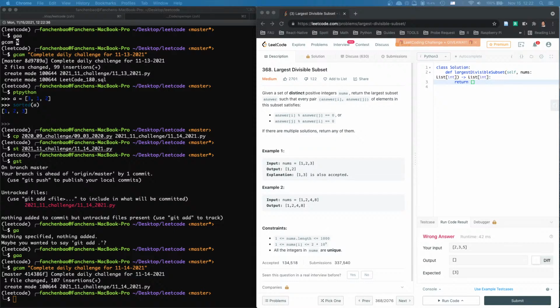Let me think. Factor, right? Let's say the factor of 1 to 8, right? We ignore 1. So the factor in 1 to 8 is 2, right? So any value that can be in this set must be a factor of 2 and 2 only, right?